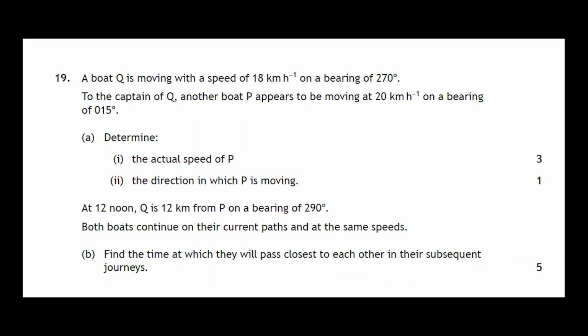Question 19. A boat Q is moving with a speed of 18 kilometers per hour on a bearing of 270 degrees. To the captain of Q, another boat P appears to be moving at 20 kilometers per hour on a bearing of 015 degrees.